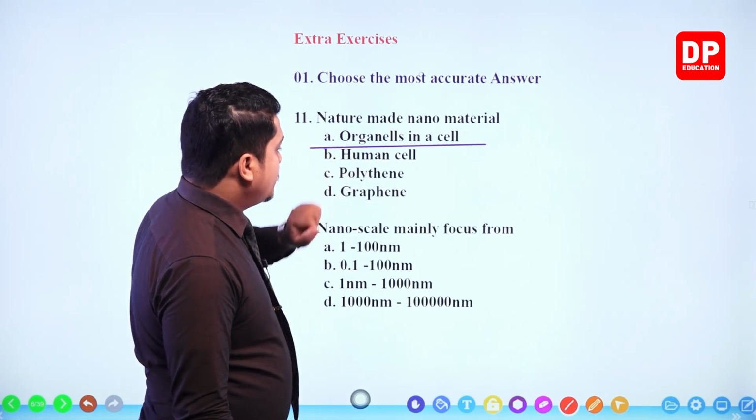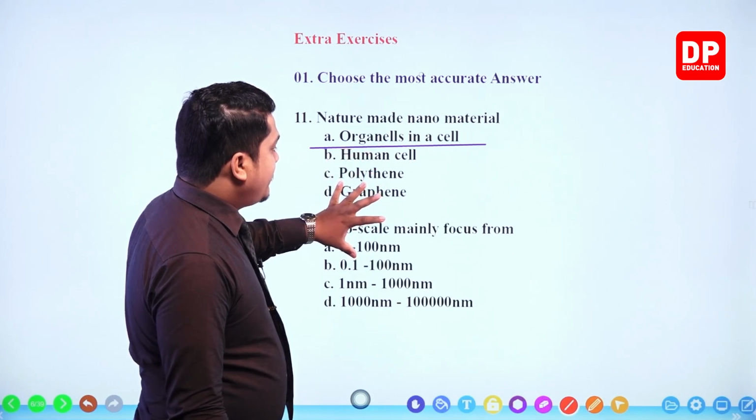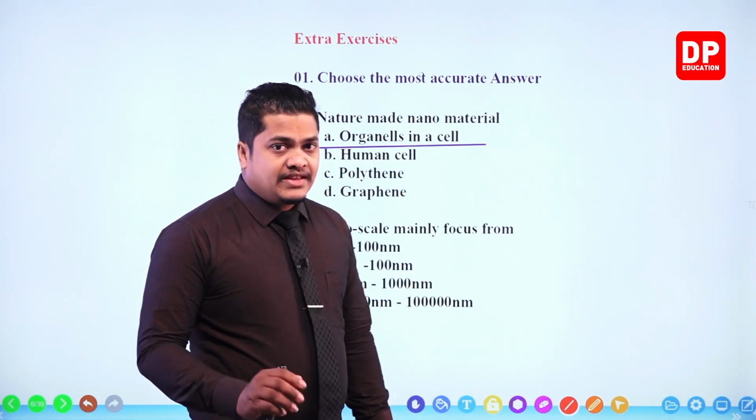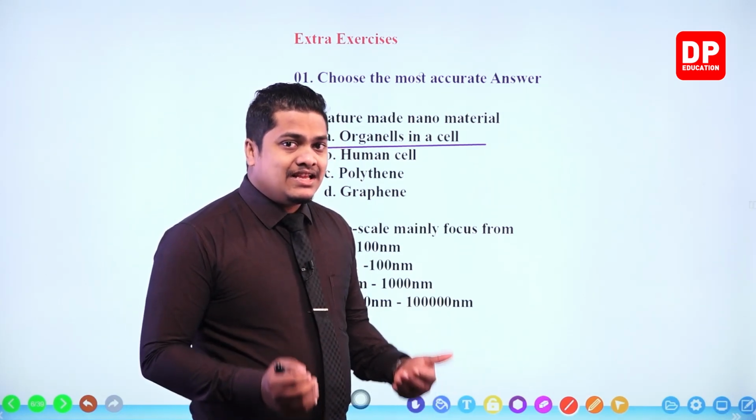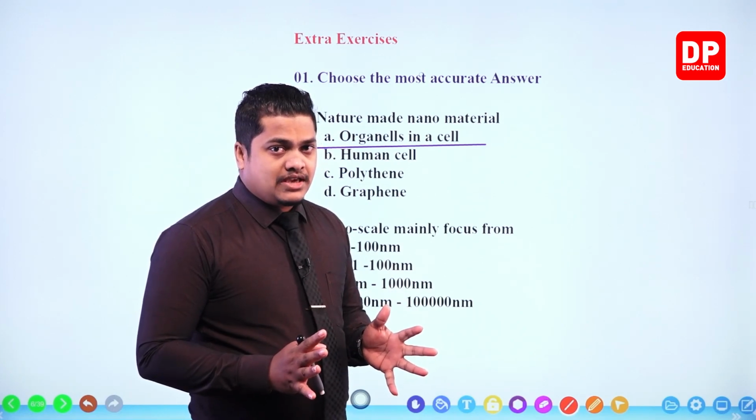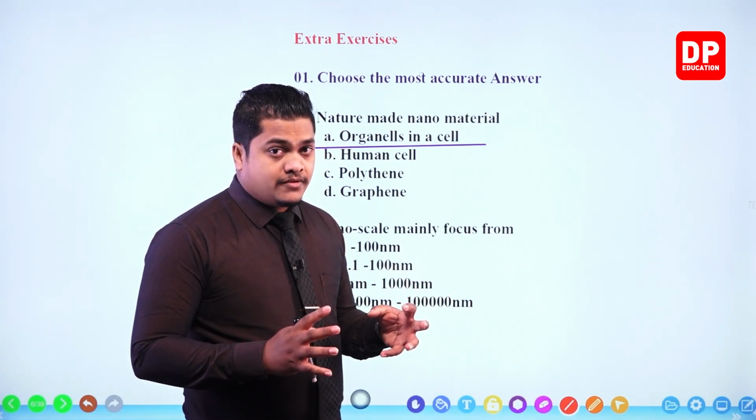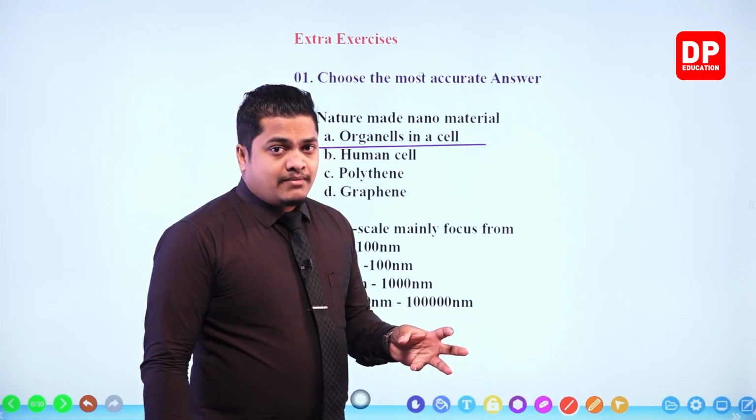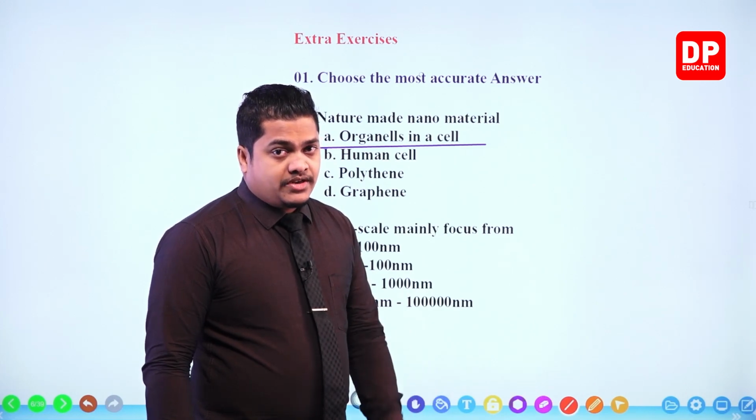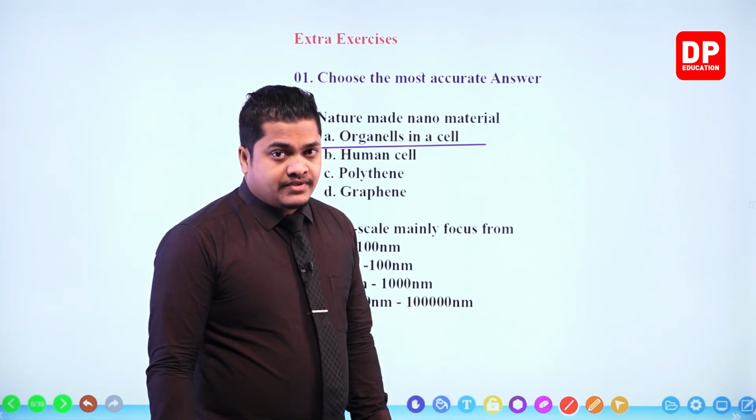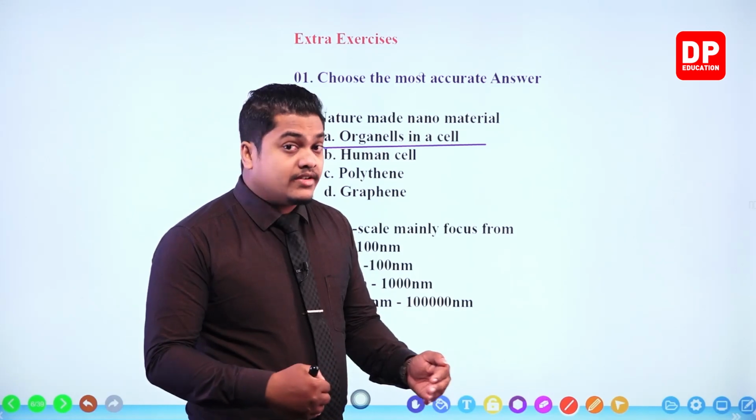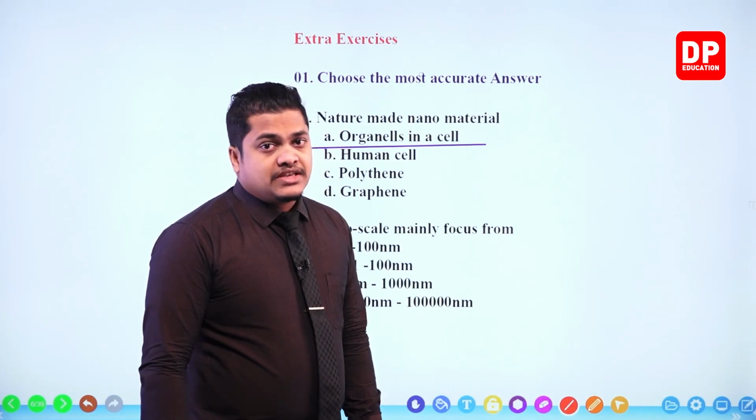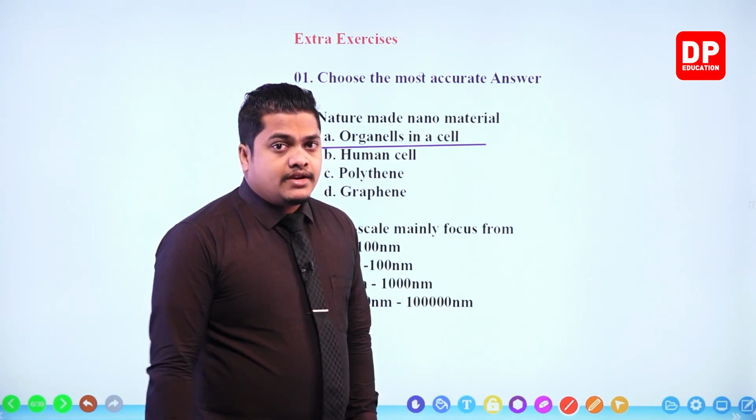However, we can't take the human cell. You know that polythene and graphene are artificial. When you take a cell, cells are not in the nanoscale because those things are somewhat larger. Even we discussed that in the previous questions. A red blood cell is around 10,000 nanometers, so somewhat larger. Here we are investigating the 1 to 100 nanometer scale. So therefore our answer should be organelles in a cell. Those things are nature-made nanomaterials.